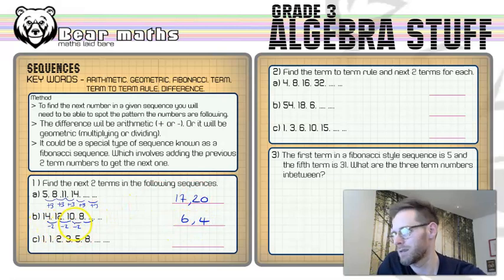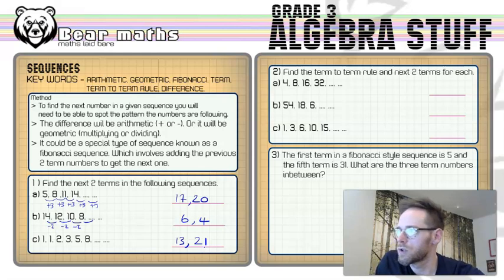Now in C, this is the one that you might have spotted already. Fibonacci: you got 1 plus 1 is 2, and 1 plus 2 is 3, and 2 plus 3 is 5. 3 plus 5 is 8. So adding the previous two will get you the next term number. 5 plus 8 is 13. And then 13 plus 8 is 21. Okay, and there is our Fibonacci sequence. You see it in nature, and it's a beautiful mathematical thing that you can actually observe with your own eyes every day.